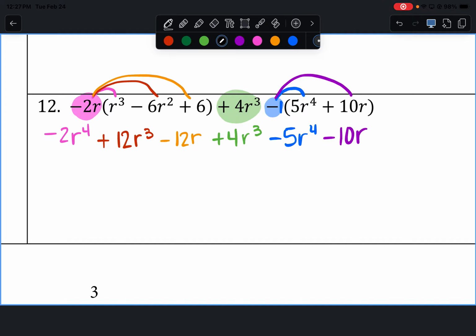Okay, so which term should we write first? Negative 2r to the 4th and negative 5r to the 4th. What is negative 2r to the fourth minus 5r to the fourth? Negative 7r to the fourth. What term's going to go next? 12r to the third, and its like term is 4. So what is 12r to the third plus 4r to the third? 16r.